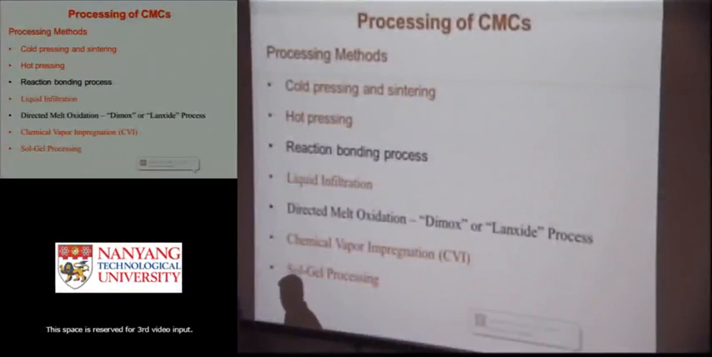Okay, the processing method for CMC is slightly different from MMC, because for metals, in most cases we can heat up to a certain temperature, the metal has a melting point, and becomes molten. But for CMC, the big problem is that most ceramic materials have no melting point, or the melting point is very, very high. So we cannot use liquid processing. Most of the time we use cold pressing or hot pressing. This is easy to understand.